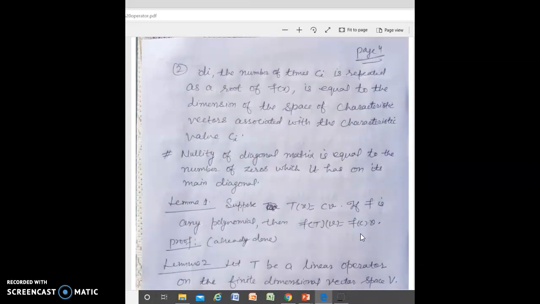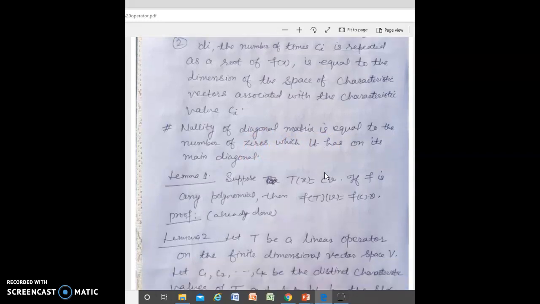Second thing, di, the number of times Ci is repeated as a root of f(x), is equal to the dimension of the space of characteristic vectors associated with the characteristic value Ci, because corresponding to a characteristic value Ci there can be several characteristic vectors, and those characteristic vectors form a space, and the dimension of that space is equal to the number of times this Ci is repeated. The nullity of a diagonal matrix is equal to the number of zeros which it has on its main diagonal.